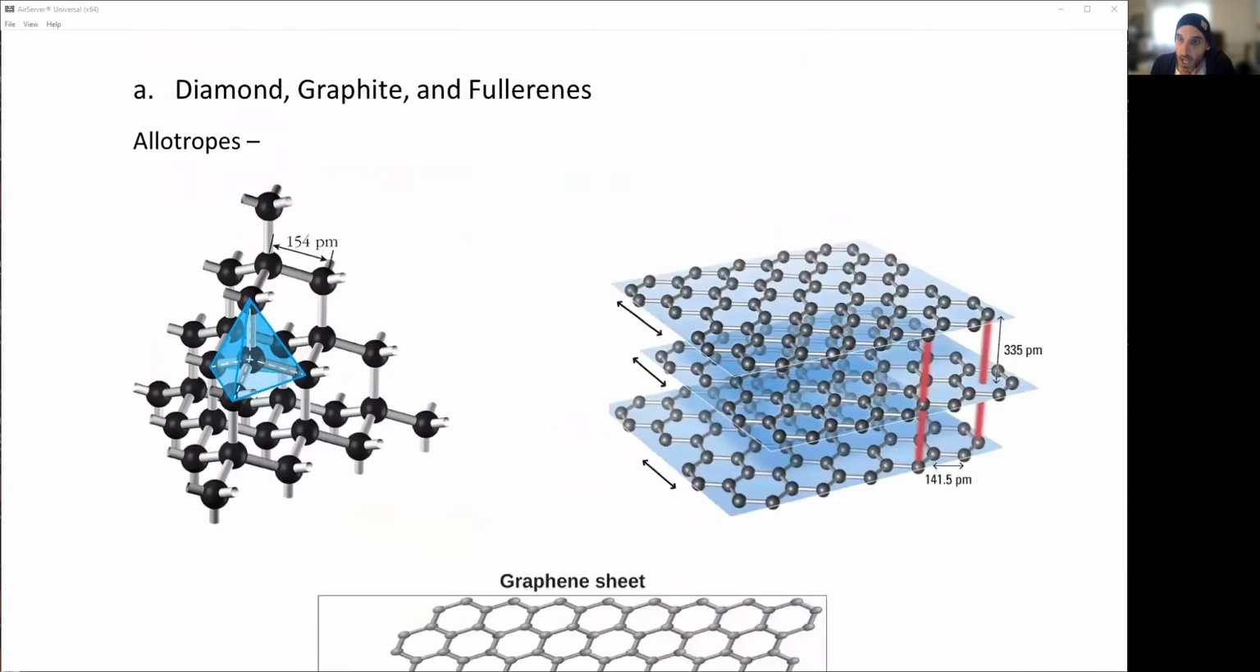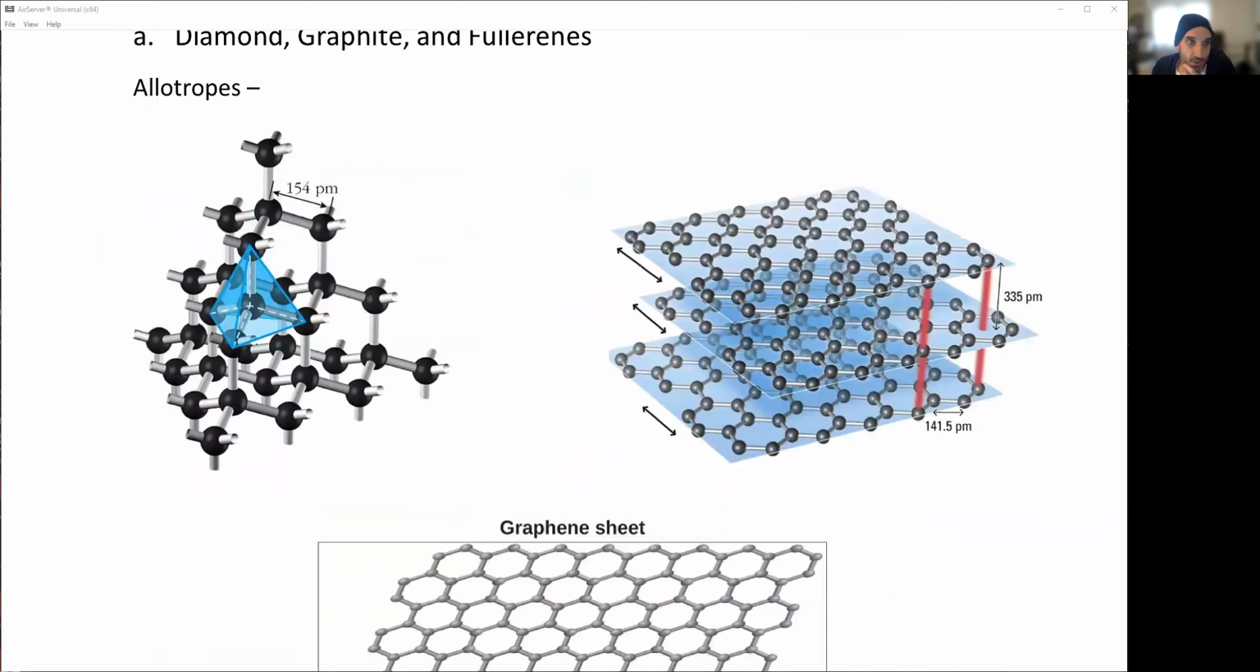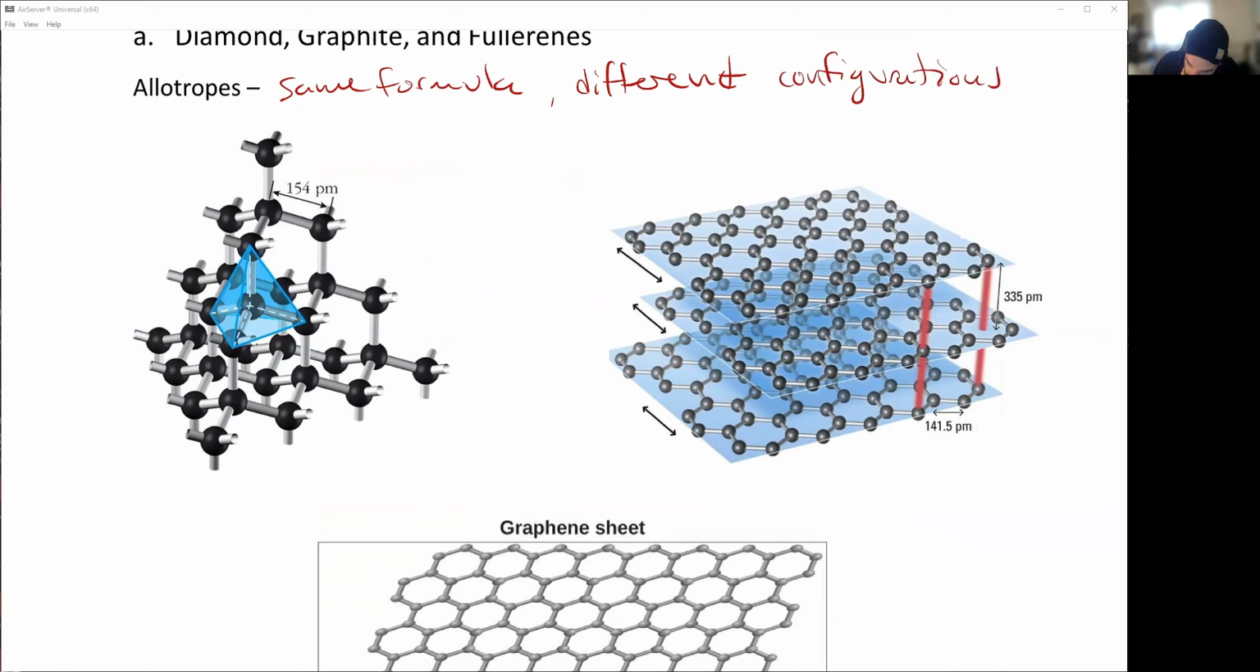Next up, it's important that we mention what an allotrope is. So this idea of allotropes are different types of network solids. It is the same formula, but different configurations. So here I have diamond, right? So this is carbon in the diamond form.